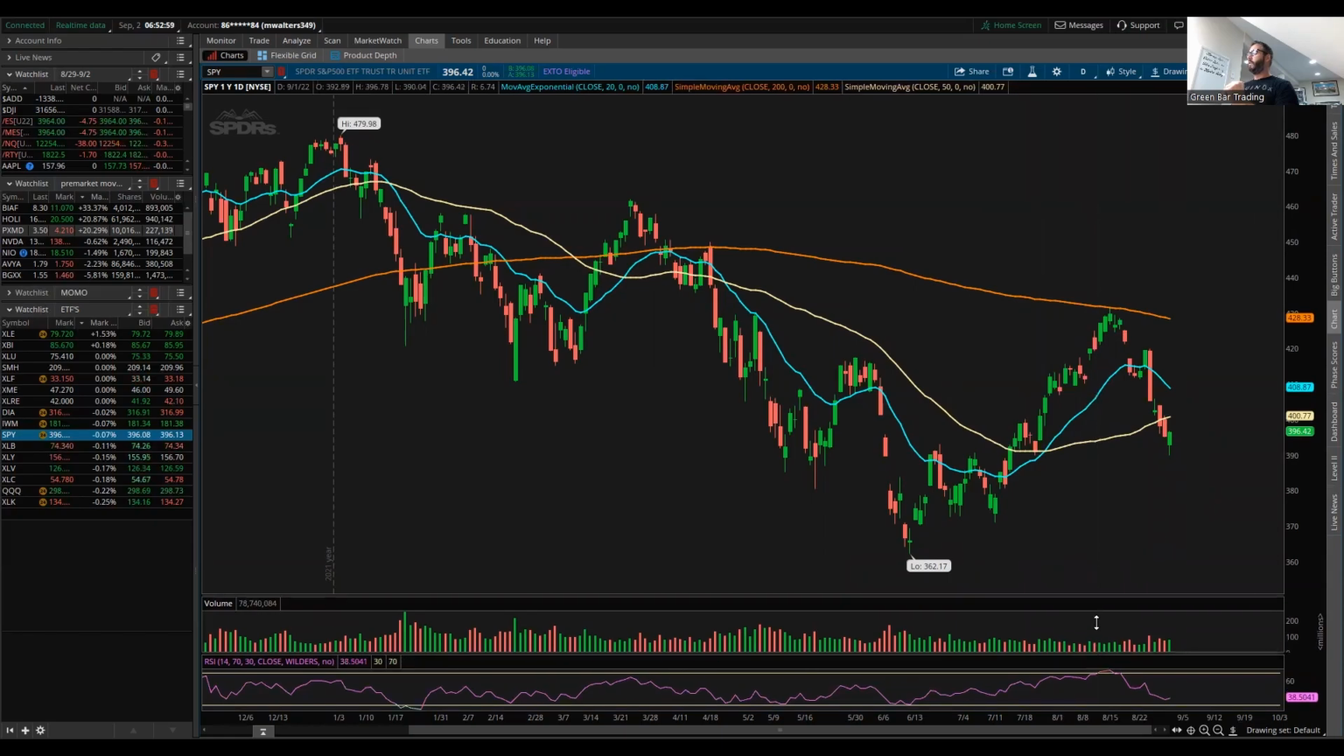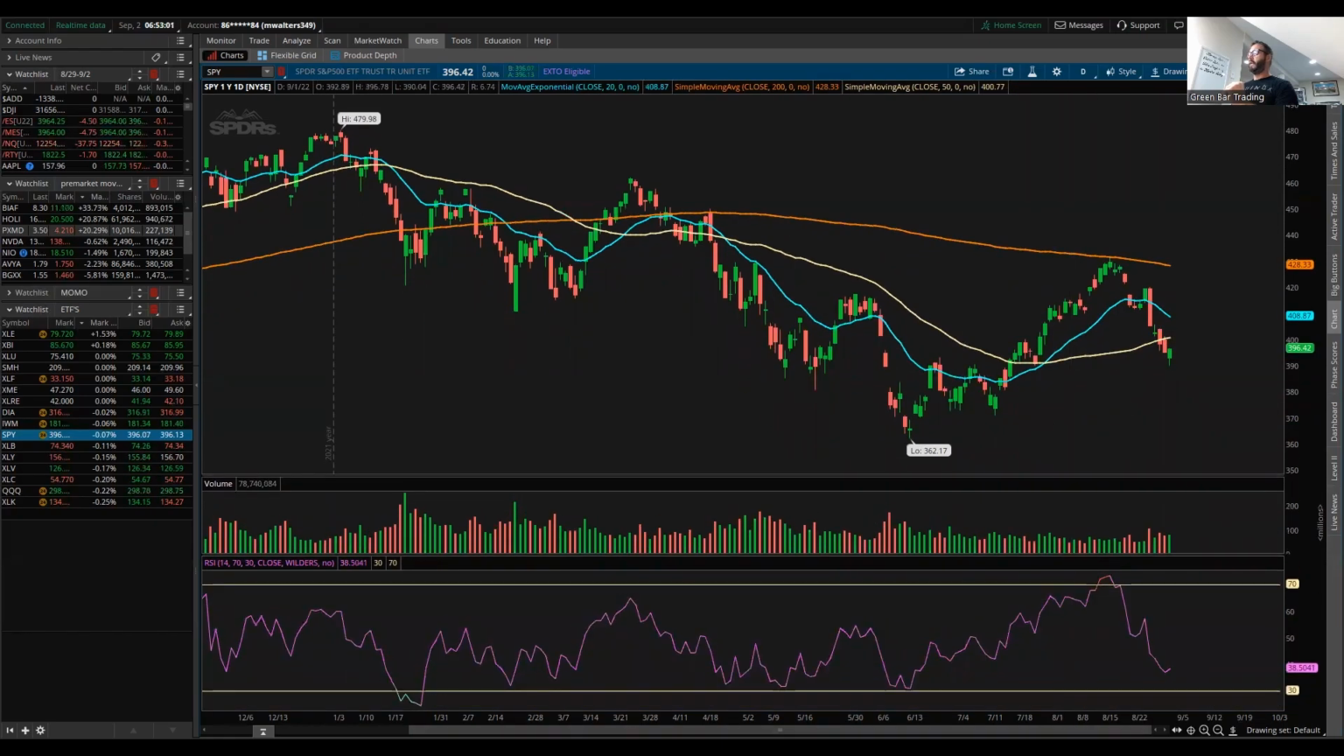Now, another really important indicator that I love is the RSI. This is a very simple thing to look at on the daily chart, and you're either oversold when you come down here close to 30, or you're overbought when you come up here close to 70.